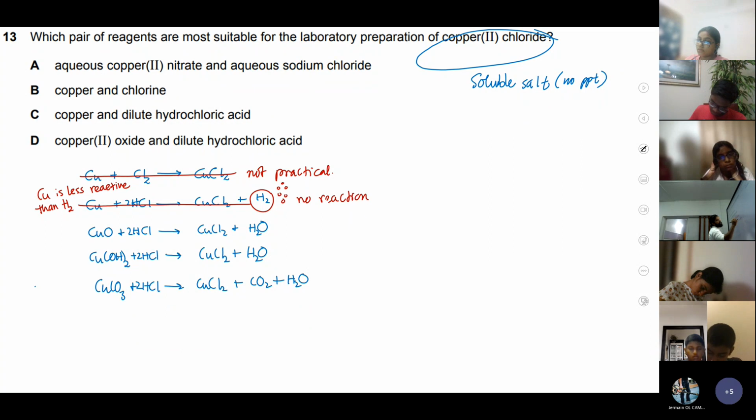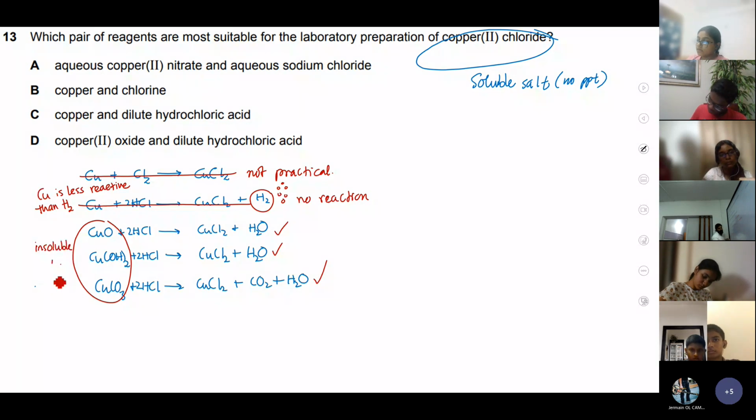Then this is a neutralization reaction. That is possible. And all of the starting materials are insoluble. That's much better. So therefore you can go for the excess solid method, the excess solid and acid method.